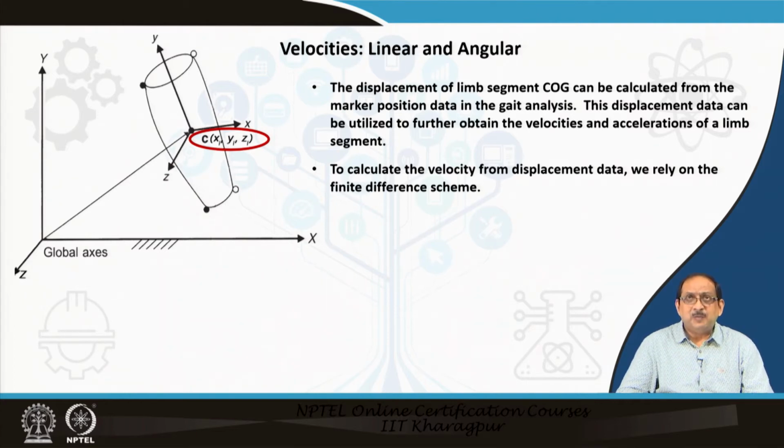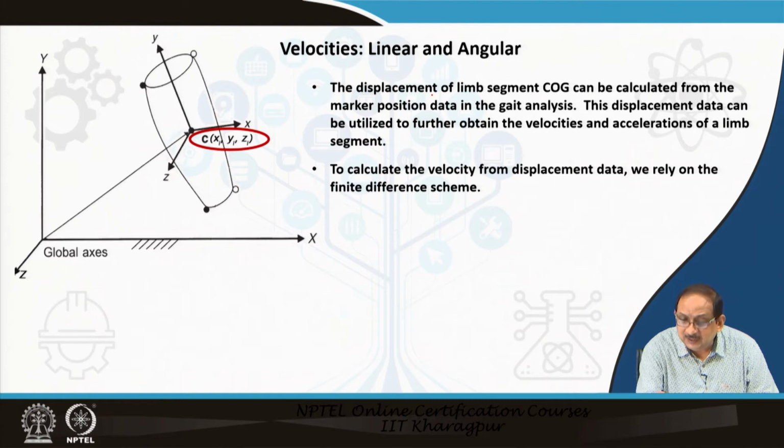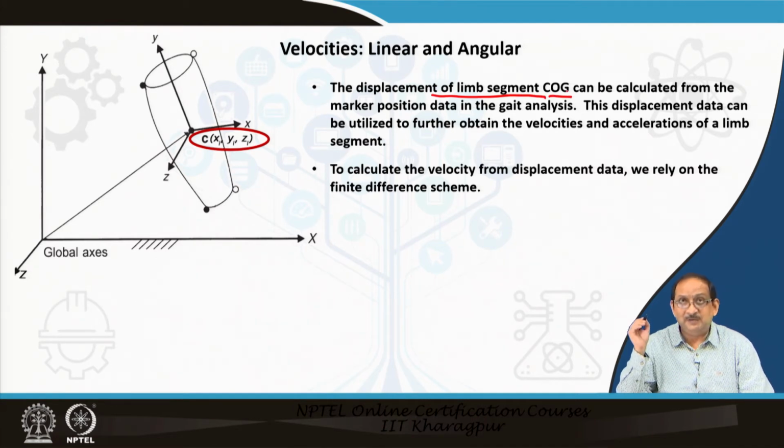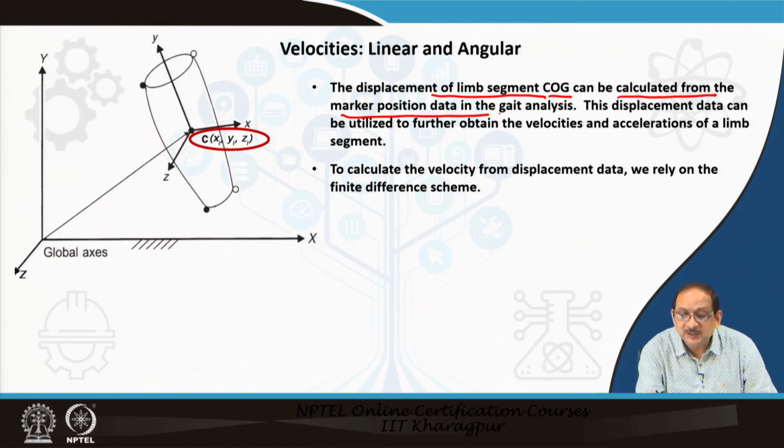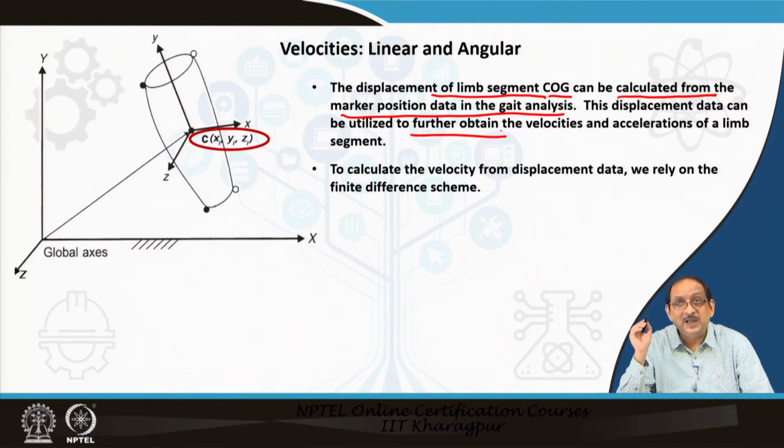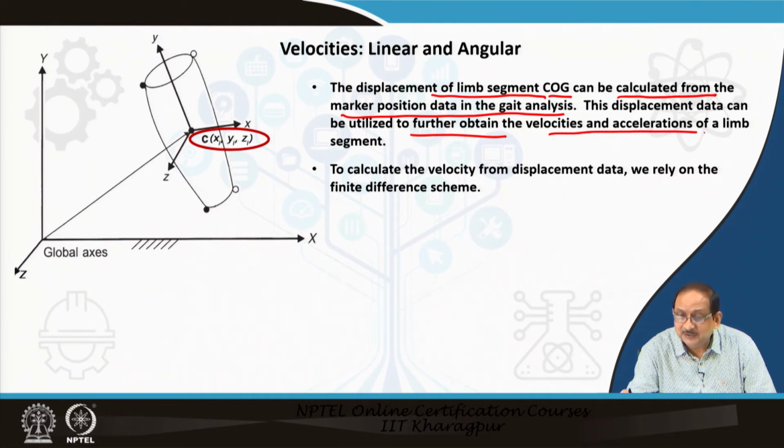Let us now discuss the velocities, the linear and angular velocities. The displacement of the limb segment COG, the center of gravity of the limb segment, can actually be calculated from the marker position data obtained from the gait analysis. So, this displacement data can be further utilized to obtain the velocities and accelerations of a limb segment.